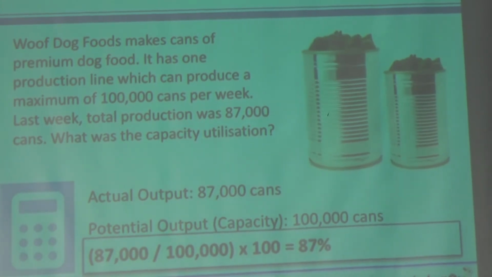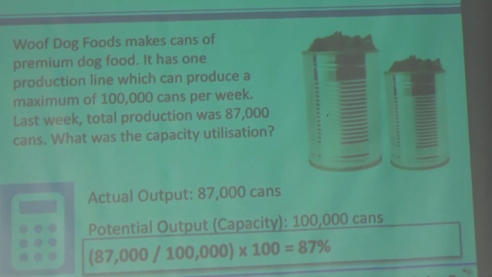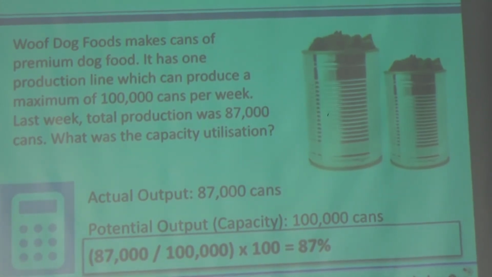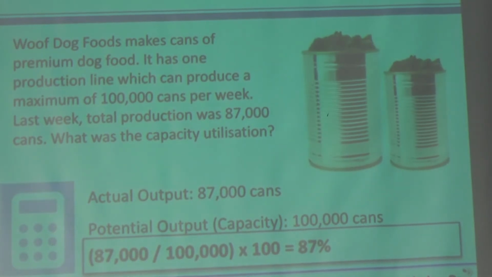In other words, Wolf Dog Food is operating below its potential capacity, and it has spare capacity, the difference between actual utilisation and 100%, of 13%, doesn't it? It could operate, if it was making 100,000 cans each week, it would be operating at 100% capacity utilisation. But it's working at 13% lower than that, 87% capacity utilisation.